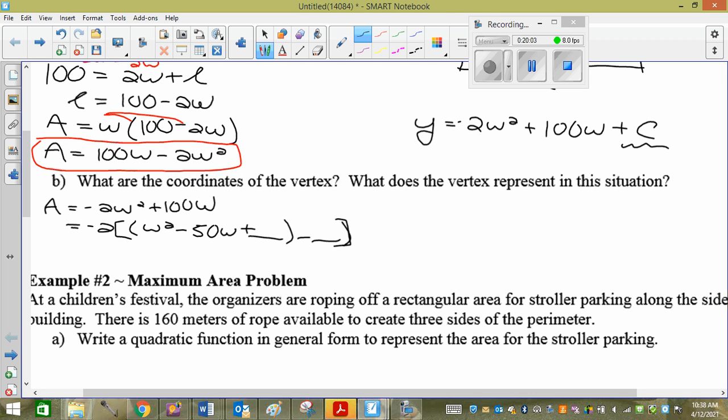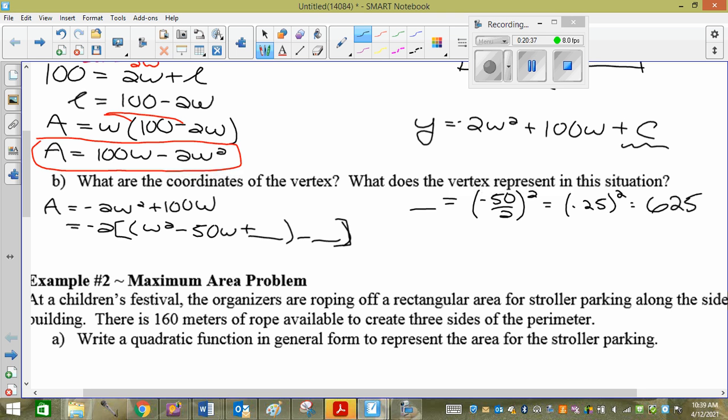Okay, so now we need to solve for whatever's in those blanks here. So what does our blank equal to? Our blank is equal to negative 50 divided by 2, squared, which is equal to negative 25 squared. And then what's 25 squared? Can someone do that in their calculator for me? 25 squared. 625. Okay.